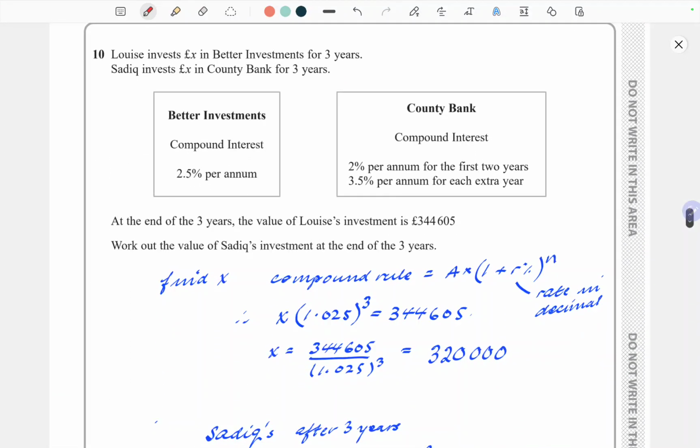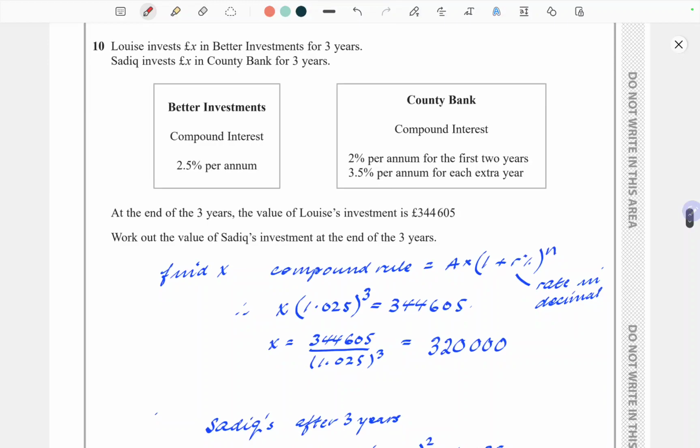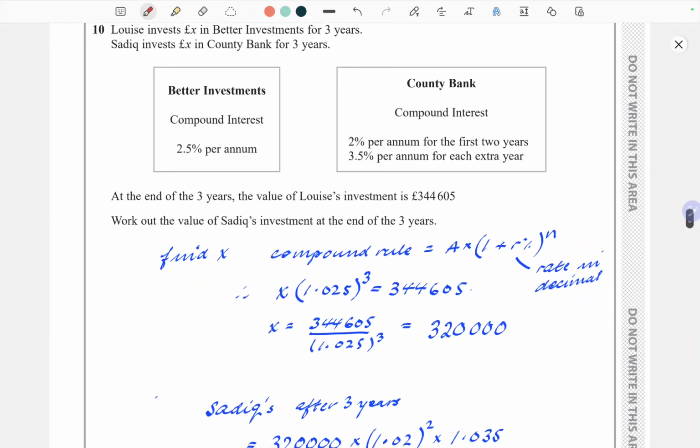Now here we start getting into the slightly tougher questions. In a previous video, I went through the compound method, and I'm not going to harp on about it. At this stage, it should be fairly evident.